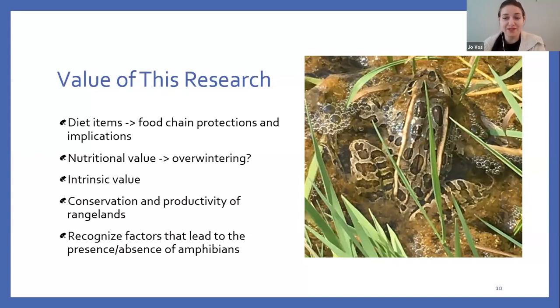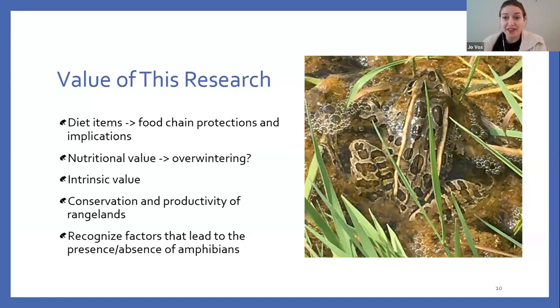Of course, there is the intrinsic value. If you understand what things eat, it helps with the conservation. If you have salvage opportunities, then knowing what to feed them will generally help, as well as the conservation and productivity of rangelands. I mentioned that my senior project focused on grazing and amphibians. And generally, your wetlands that have amphibians in them are a lot healthier, and your productivity of your grazing lands will actually be a lot better.